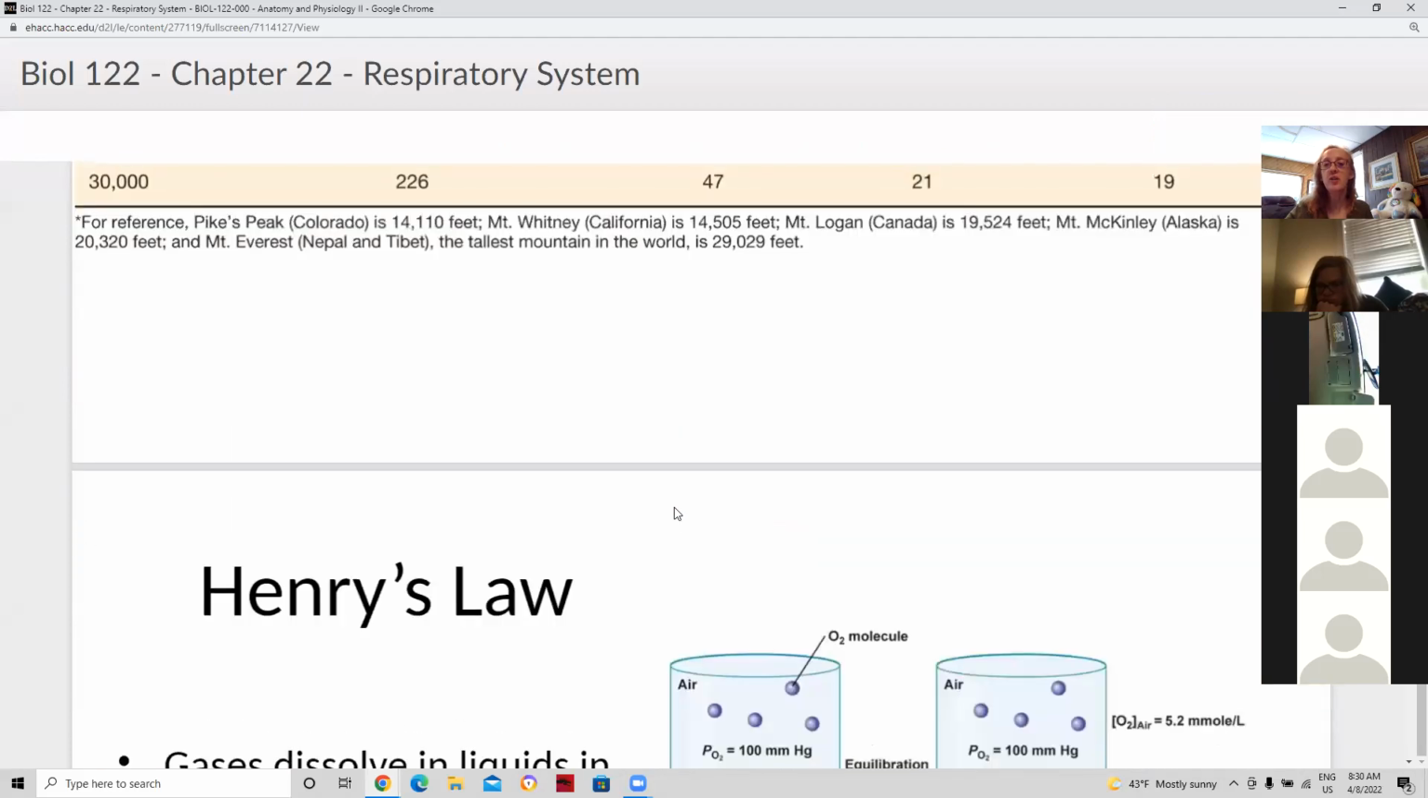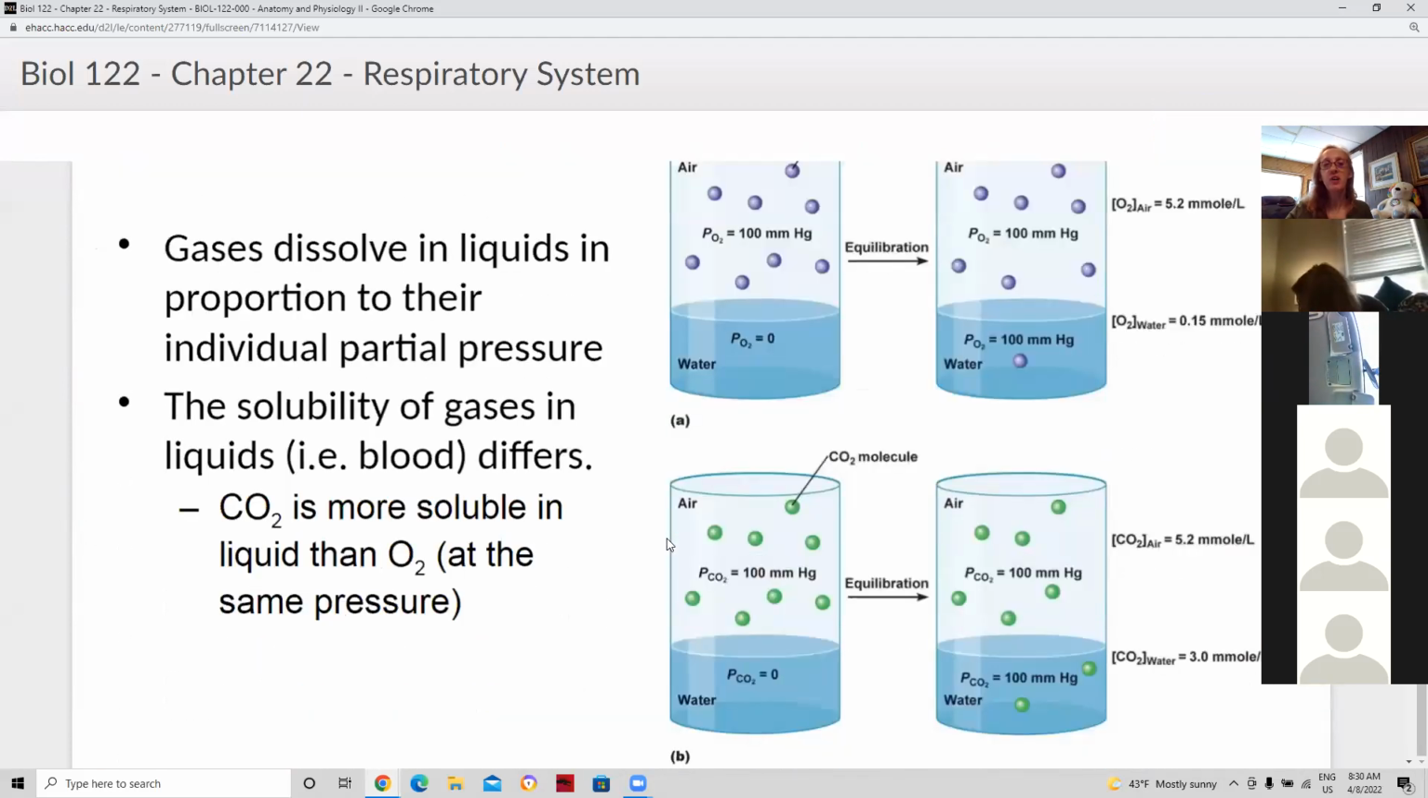So that was Henry's law. They're going to dissolve in liquids in proportion to their own individual partial pressure. And the solubility of gases in liquids differs. For example, carbon dioxide is much more soluble than oxygen is.